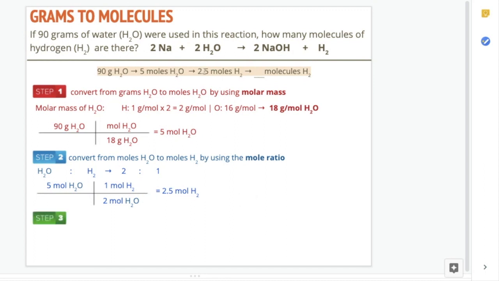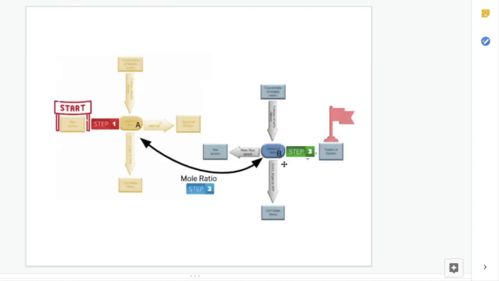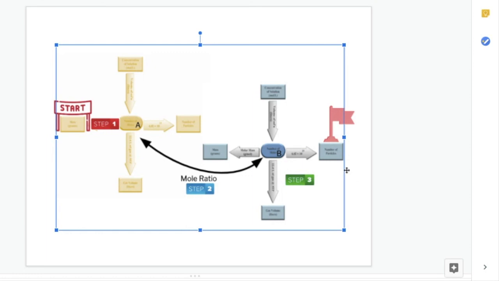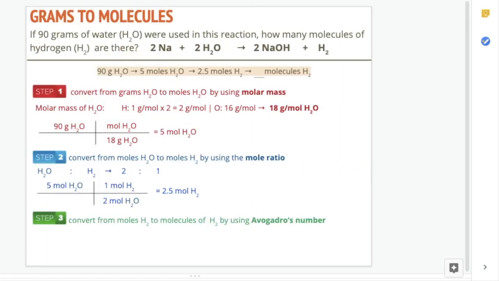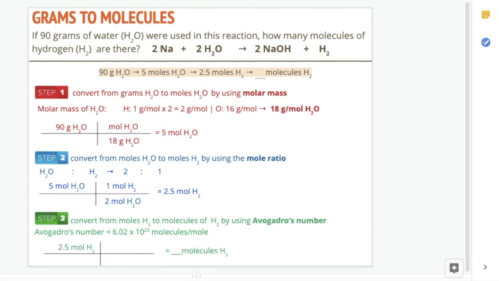Step 3. So I need to go from moles to molecules. But how? Let's look. It says to go from moles to molecules, we use Avogadro's number. So, what is Avogadro's number? Does anybody remember? It is 6.02 times 10 to the 23 molecules per mole. So, here is my chart. I'm going to start with what I have. I have 2.5 moles of hydrogen from step 2.